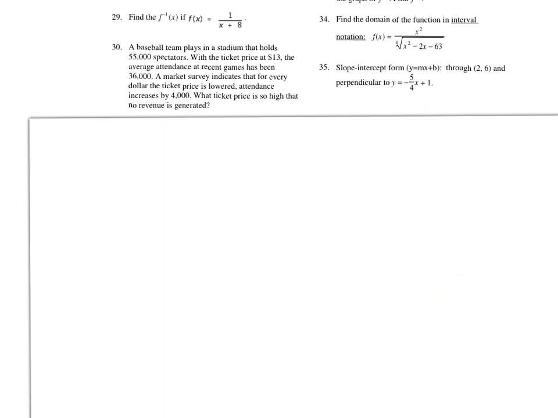All right, next up, number 30. So on this one, it says a baseball team has a stadium that holds 55,000 spectators with ticket prices at $13. The average attendance has been 36,000. And then for every $1 the ticket price is lower, we're going to get 4,000 more people. Okay, so the revenue that we're going to get is going to be the number of people that show up times the ticket price. But I can change the number of people that show up by changing the ticket price.